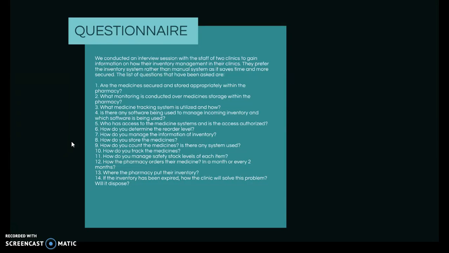We have conducted an interview session with the staff of 2 clinics to gain information on how they manage inventory in their clinics. They prefer the inventory system rather than the manual system as it saves time and is more secure. The Polyclinic Ashar dan Rakan-Rakan use a cloud computing system to record their inventory. We asked several questions about inventory management, for example, how they record their inventory and when they will order the medicine.